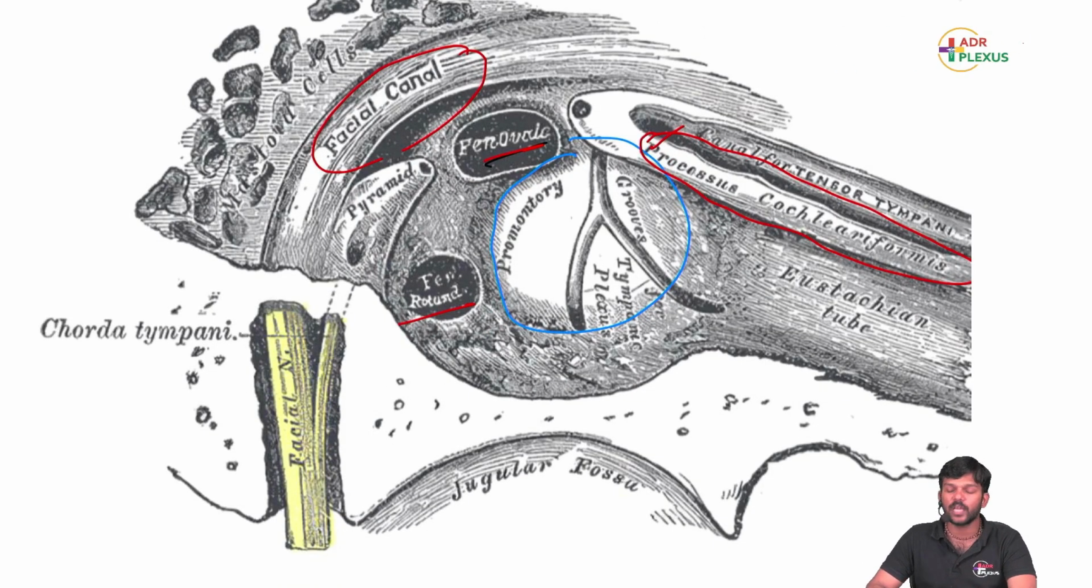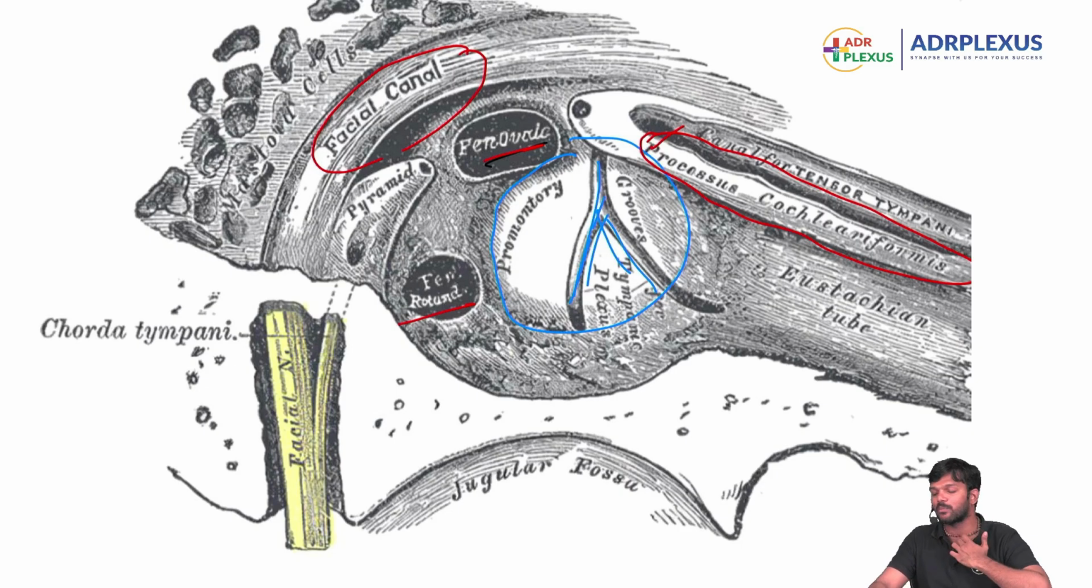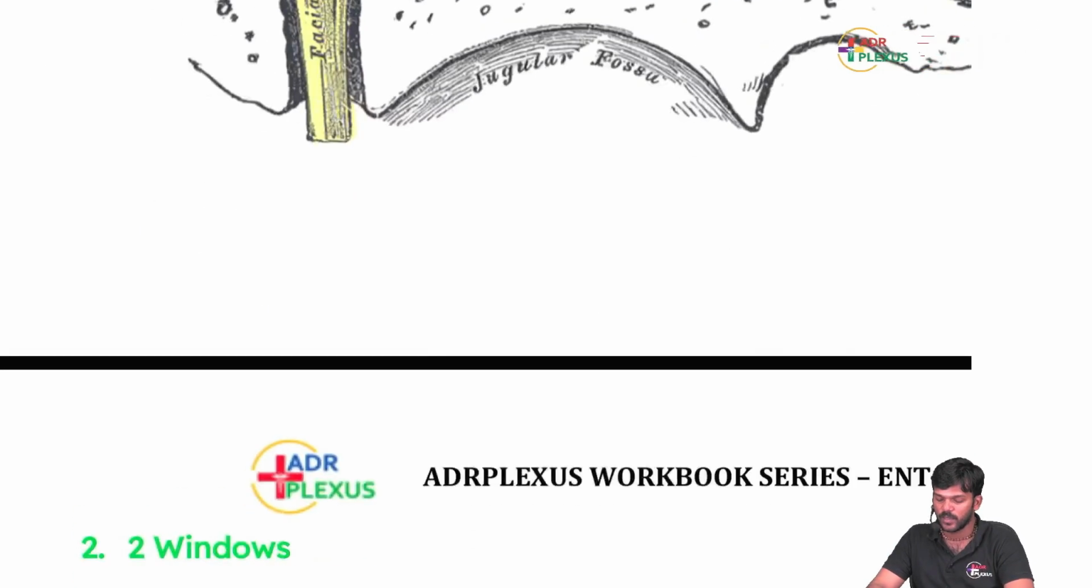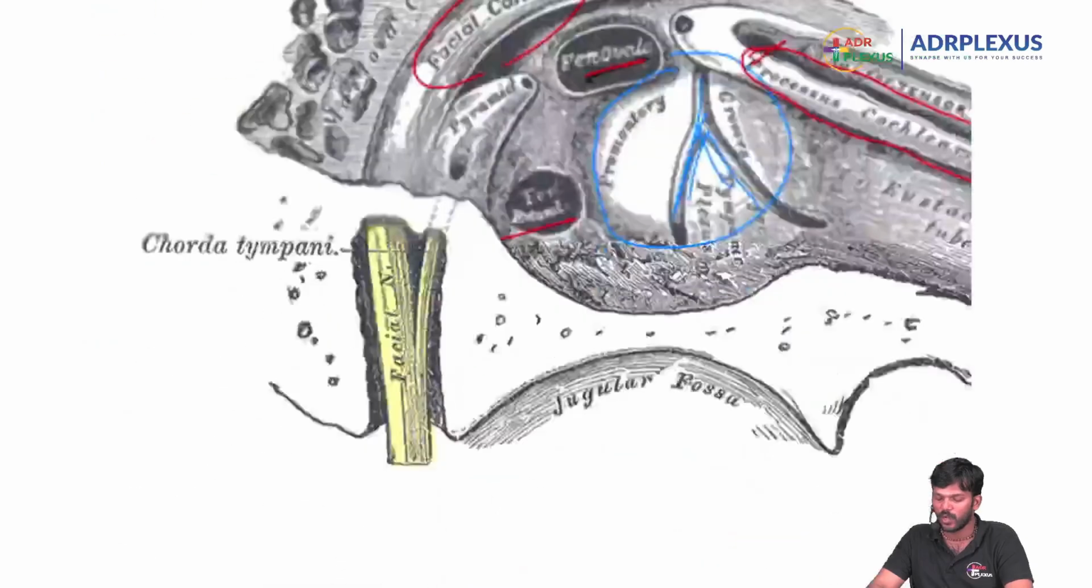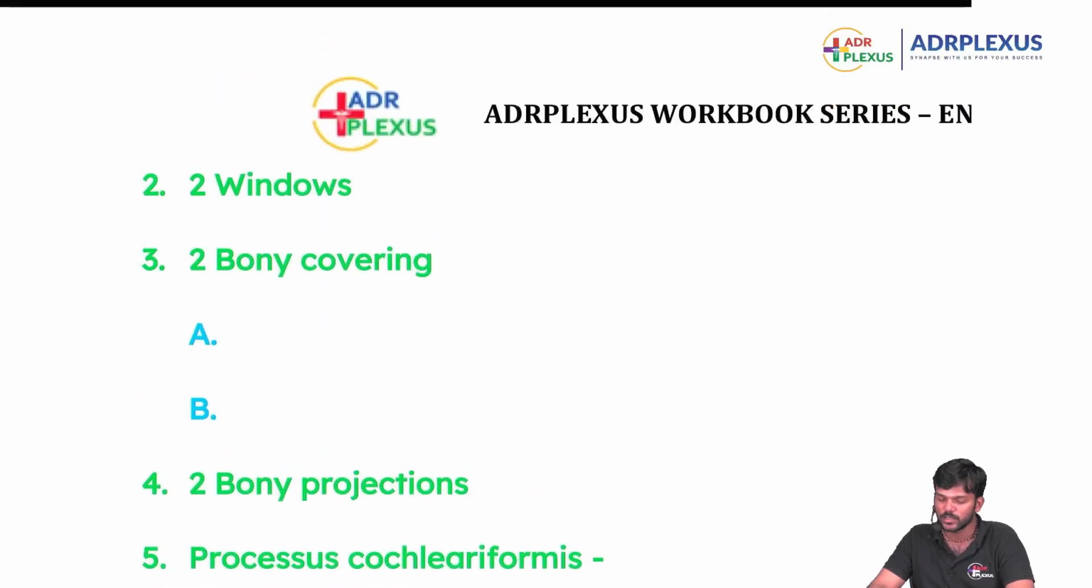Along the promontory, you will be having a group of nerves called the tympanic plexus that we will discuss while discussing the ear pain approach. So now these are the structures. The first one is the prominence of cochlea of inner ear, then two windows.